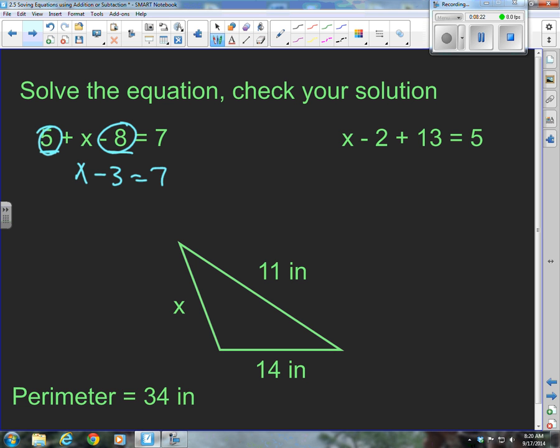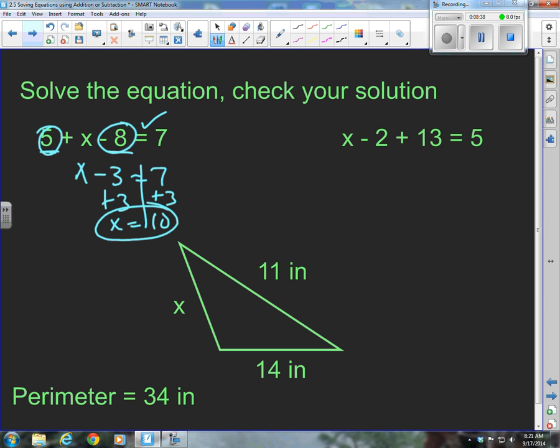Now I'm back to where I know what to do. I've got x minus 3 equals 7. I want to do the opposite, which is add 3. So x equals 10. Okay, again, add like terms, then do an inverse operation and get the answer.